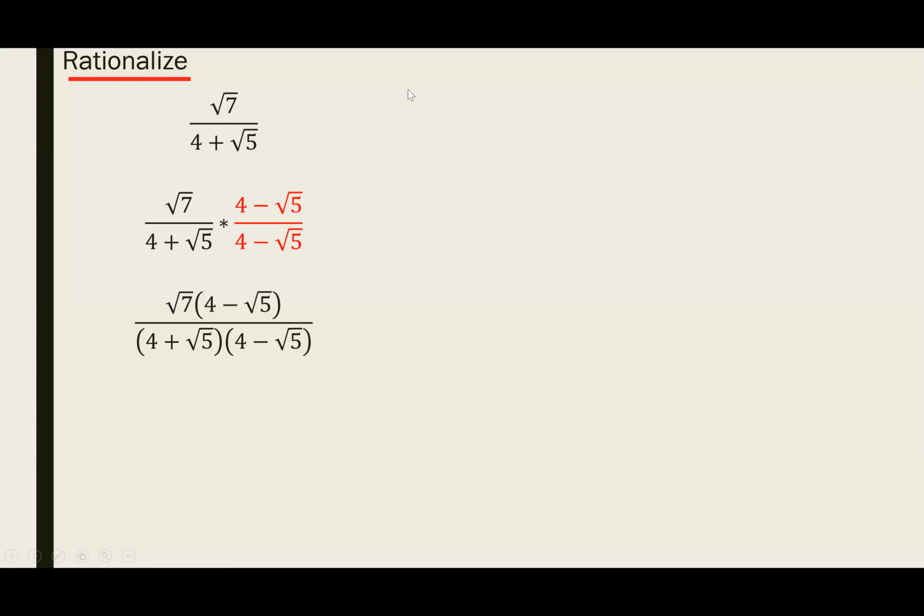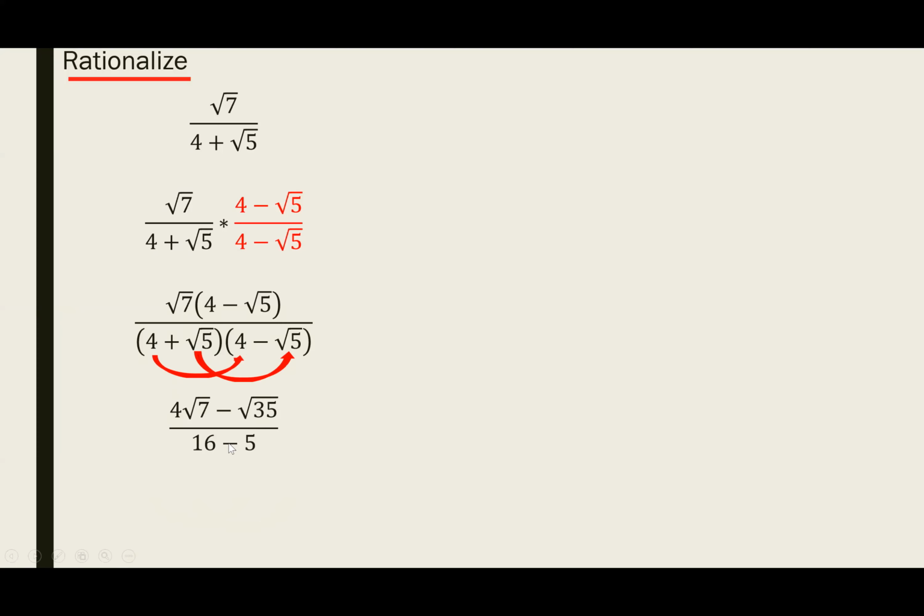And if you look at this thing here, on the numerator, we have square root of 7 times 4 minus square root of 5. On the denominator, we have 4 plus square root of 5 times 4 minus square root of 5. And if we distribute them in, square root of 7 times 4 will give you 4 square root of 7. Square root of 7 times 5 will give you square root of 35. And on the bottom, 4 times 4 is 16.